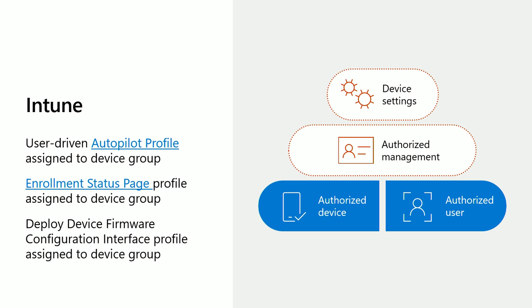You have to make sure you have an Autopilot profile assigned to the group of devices. Optionally, you can also set up the enrollment status page, which gives you more detail on the progress of the Autopilot provisioning, and then deploy the all-new device firmware configuration interface profile to your designated group.